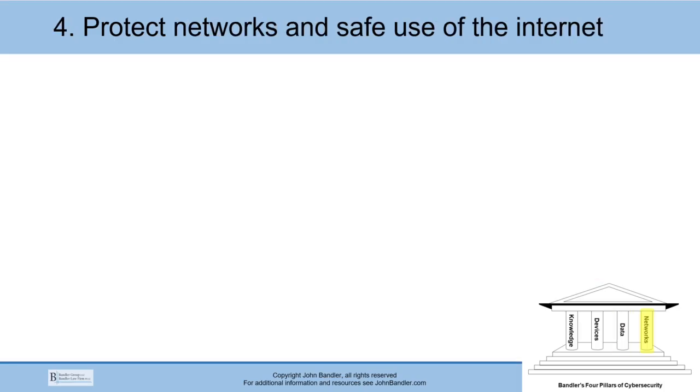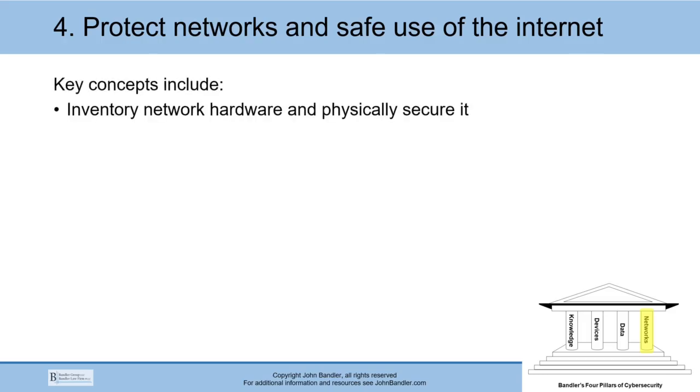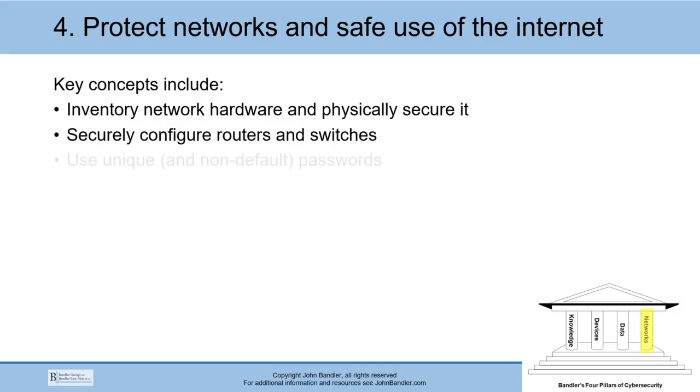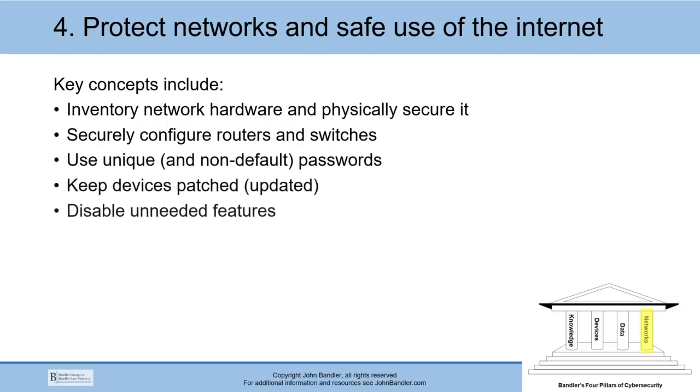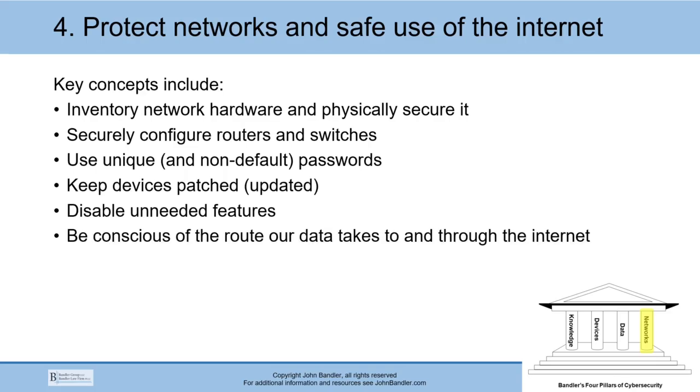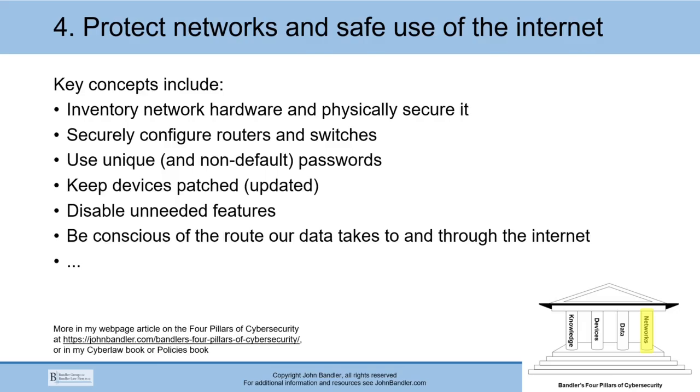My fourth pillar of cybersecurity is networks. We need to protect our networks and we need to use the internet safely. So we want to inventory our network hardware, physically secure it, securely configure our routers and switches, use unique and non-default passwords, keep them patched, disable unneeded features, and we need to be conscious of the route that our data takes to and through the internet. And more on my website or in my free policy.